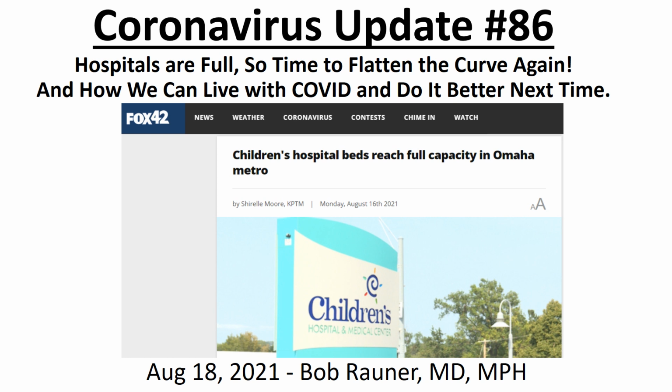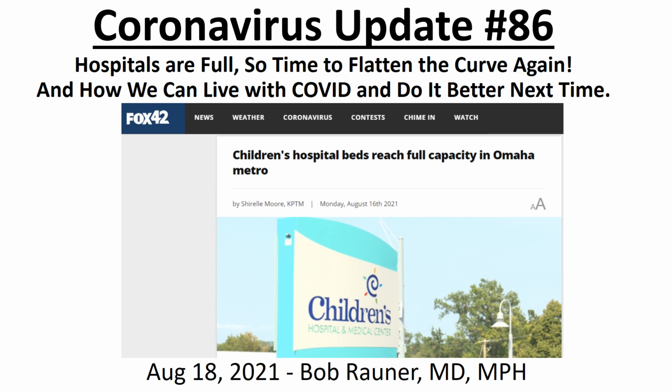Today we'll talk about the problem that right now our hospitals are full, so unfortunately we're in a flatten the curve again scenario. We need to slow down spread as soon as possible because our hospitals are going to get overwhelmed. And how can we live with COVID and do it better next time? Because we don't have to be like this. We can prevent it. And that's probably what's most frustrating to a lot of healthcare professionals, that we didn't have to have a surge like this.